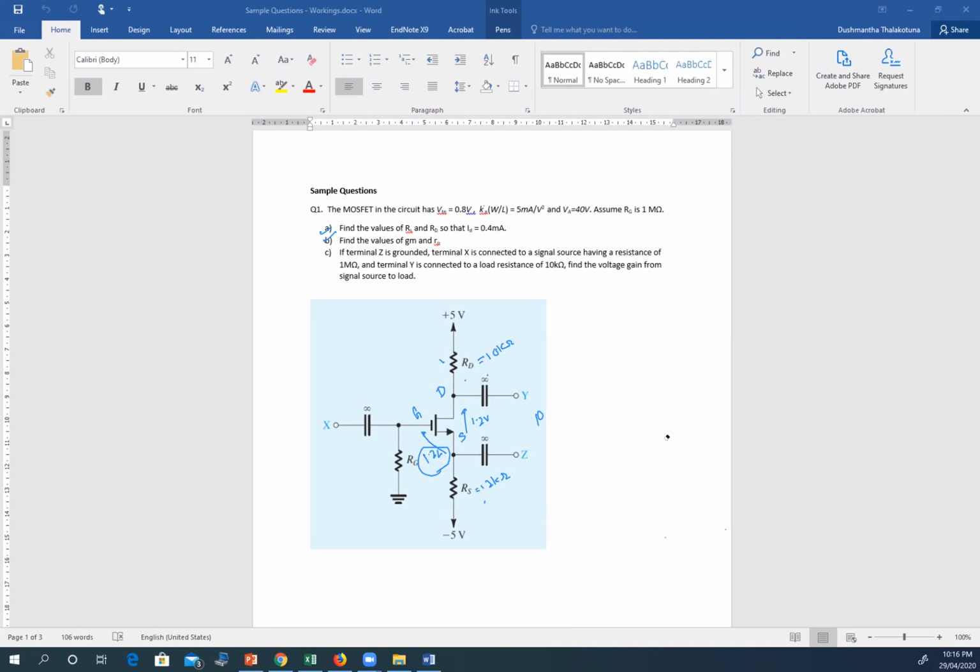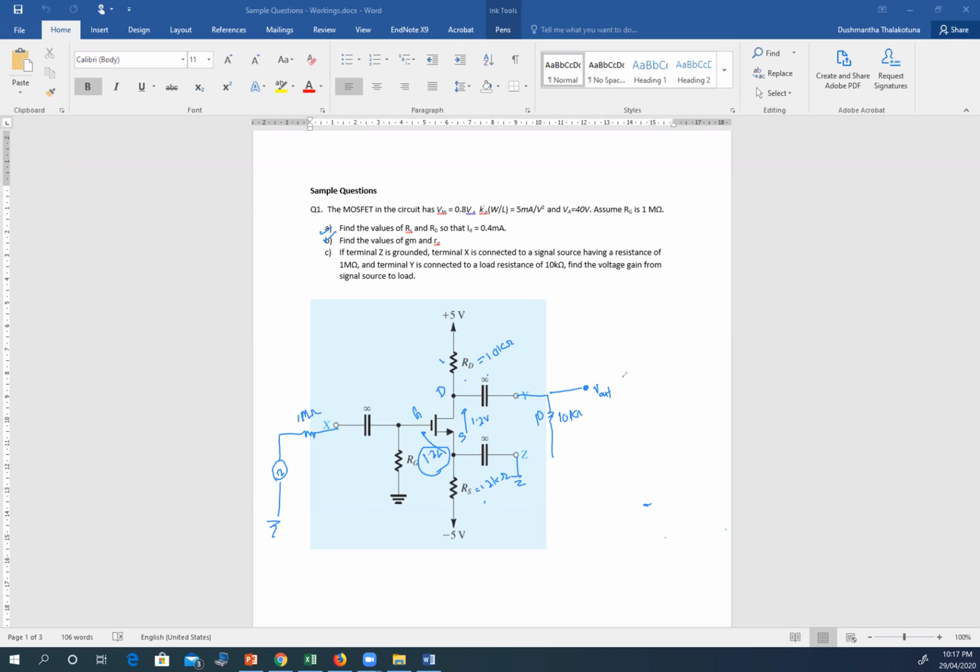Okay, so the next question, part C, is that terminal Z is grounded, so that means that's grounded. Terminal X is connected to a signal source. So this is connected to a signal source having a resistance of 1 mega ohm. So the source itself has a 1 mega ohm resistor, and then there's a signal source. And terminal Y is connected to a load resistance of 10 kilo ohms. So that has a 10 kilo ohm load resistance, and that is the V out.